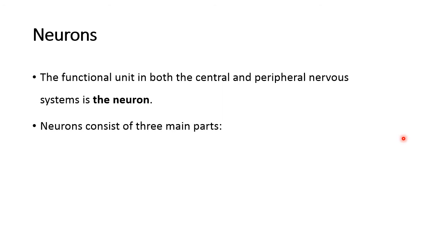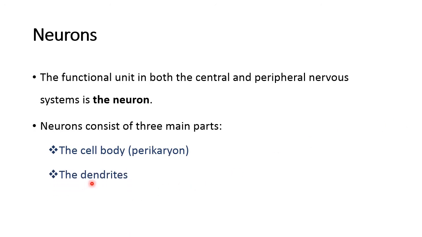Each neuron consists of three main parts. The first is the cell body, which is called the perikaryon or soma. The second part is the dendrites. The third part is the axon. We will talk about each one separately.